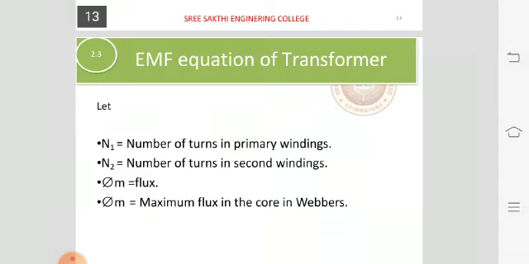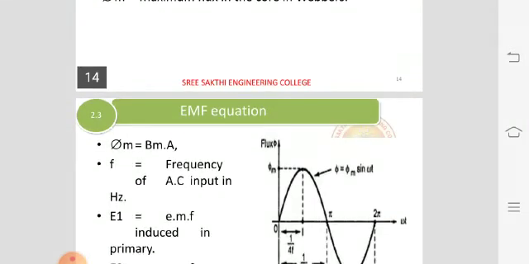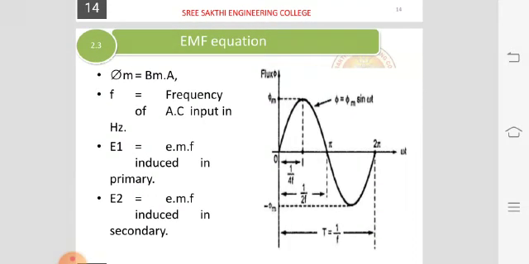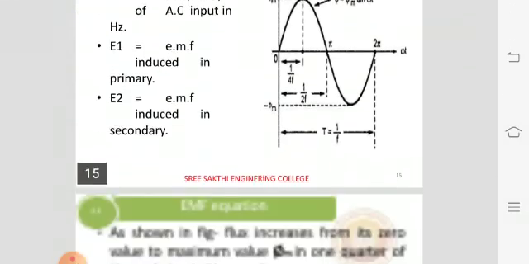We will consider, let N1 be the number of turns in primary winding and N2 be the number of turns in secondary winding, and phi m represents the maximum flux in the core in Webers. So flux can be written as phi m equal to Bm into A, where f is equal to frequency of AC input. You can see the diagram of an AC. E1 is the EMF produced in the primary and E2 is the EMF produced in the secondary.